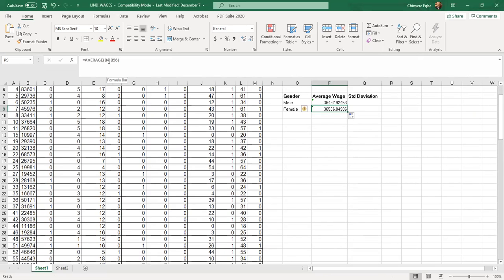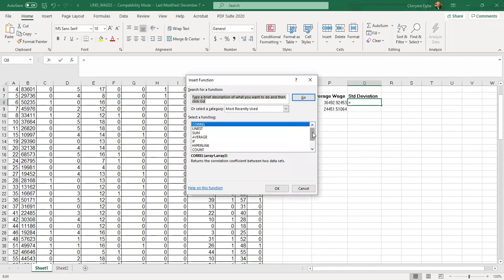Go to 56, 102. So the average female makes 24,000. This is very easy to do. Then you calculate the standard deviation. We already know where the location is. Okay, so we'll look for that. Go for statistical.